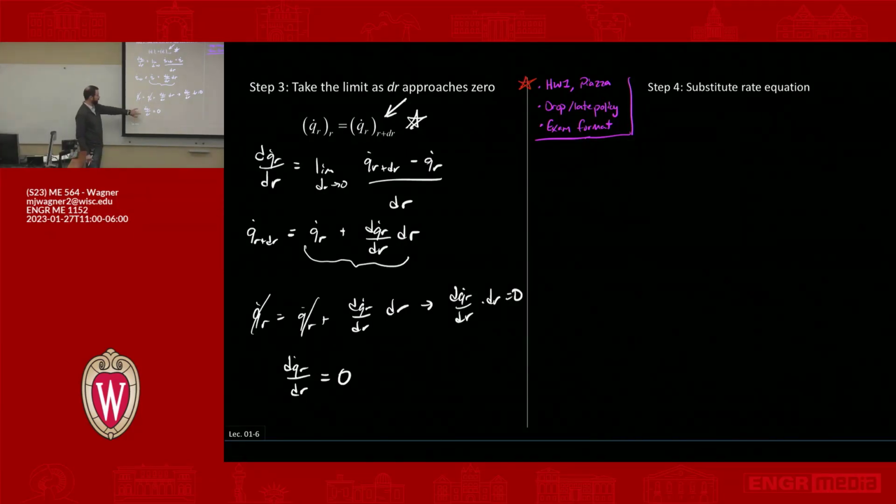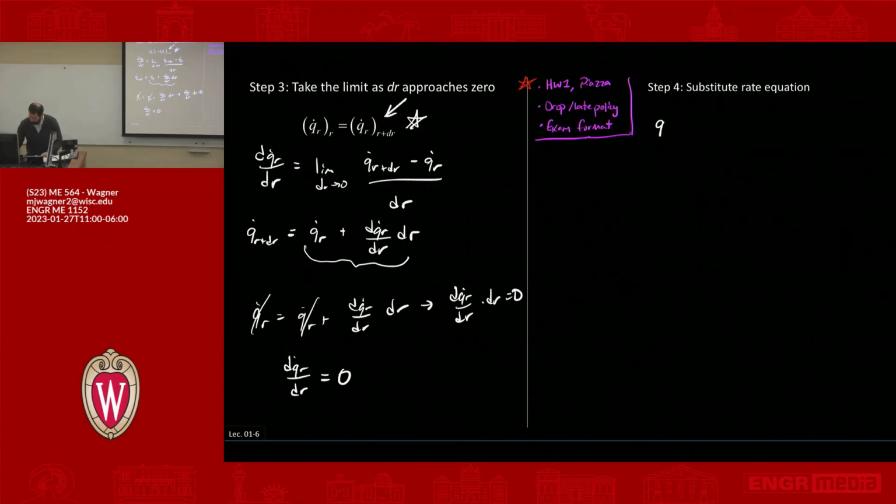All right, so we're now on to step 4, where we need to take our ODE, our ordinary differential equation in heat in terms of Q, and come up with an expression for Q dot. We need to take our rate equation that governs Q dot and sub it into this equation. So that is Fourier's law.